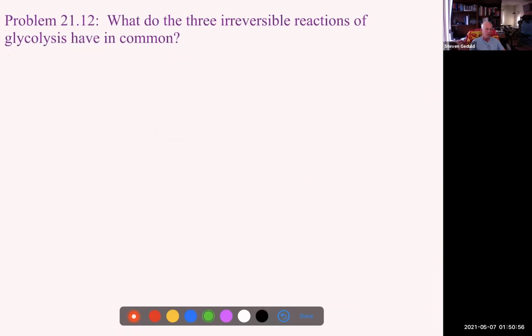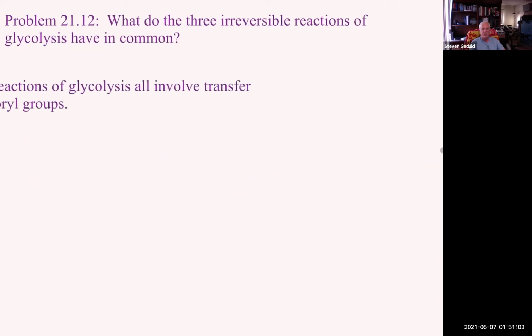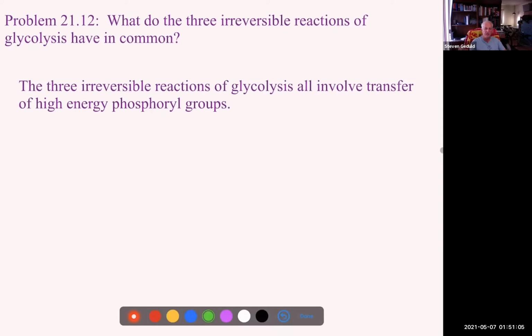What do the 3 irreversible reactions of glycolysis have in common? Each of the 3 irreversible reactions of glycolysis involves a high energy phosphoryl group transfer. All the irreversible reactions transfer a high energy bond. You can't untransfer a high energy bond.